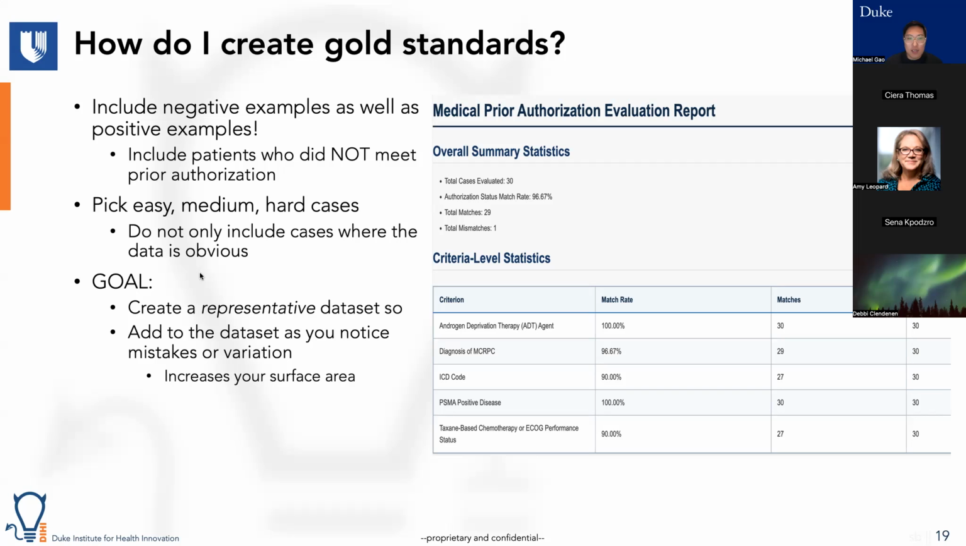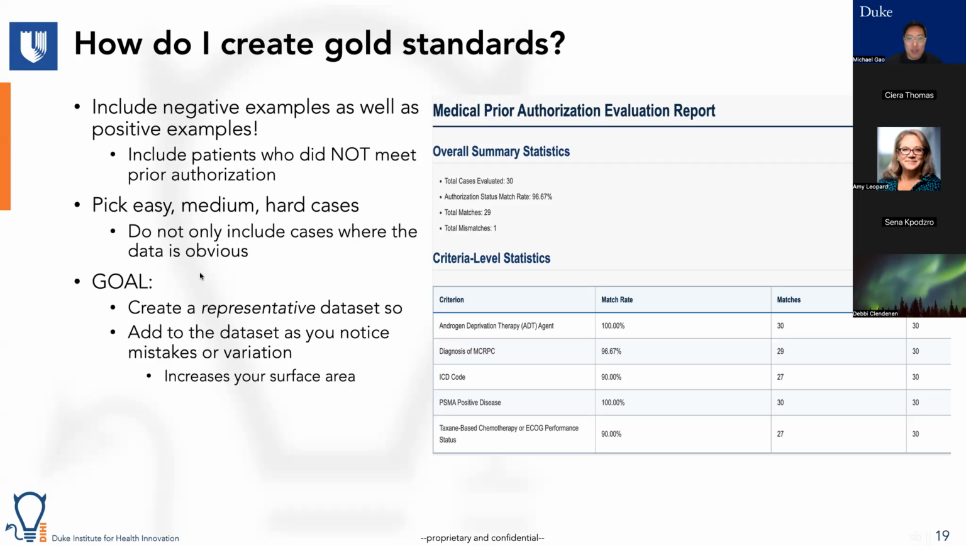We've also found that it's important to pick a variety, for example, of easy ones where the information is right up front in a note, medium where it's spread across a few notes, or hard cases where you could have hundreds or thousands of notes that are all scattered across the record. Is it possible to even create a prior authorization for these types of patients? And so the idea is that you don't want to include only cases where the data is very obvious. And ultimately, if you take a step back from these anecdotal examples of what works, the idea is, again, to create a representative data set.